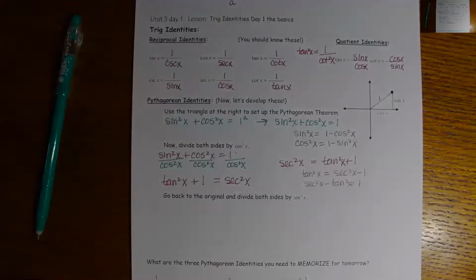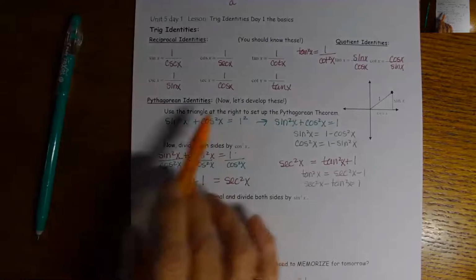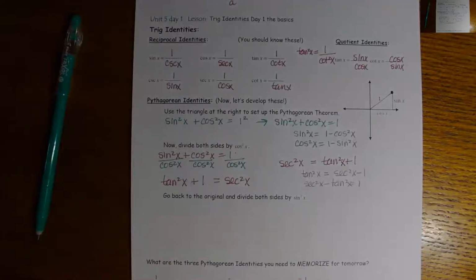Now, where did all these come from again? They all came from our main formula. And where did it come from? It's just the Pythagorean theorem. That's all you're doing. Hence, these are called the Pythagorean identities.